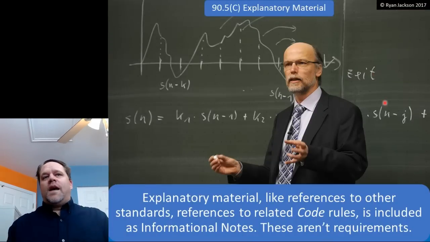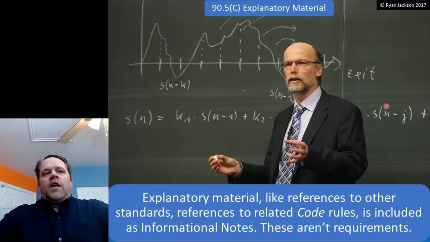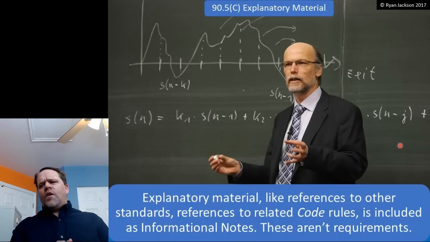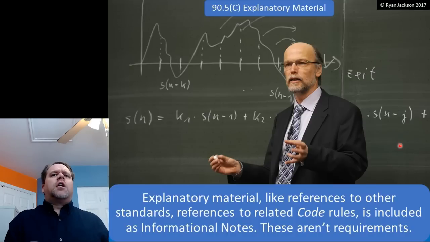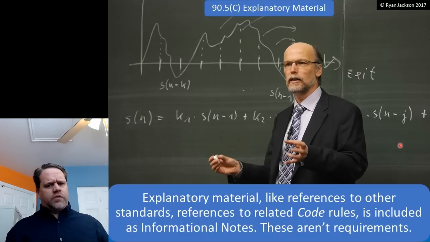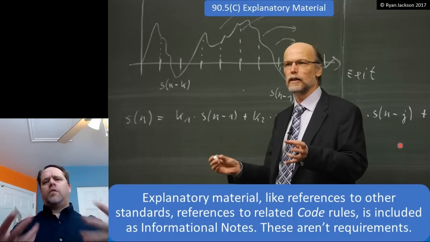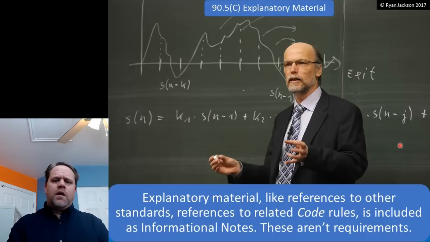Subsection C talks about explanatory materials. Explanatory material like references to other standards or references to related code rules. This is included as informational notes and they're not requirements. So for example, the code doesn't have, in any general sense, any voltage drop requirements because it's really not a safety issue. So 210.19(A), there's an informational note. 215.2, 310.15, there's an informational note. They all talk about voltage drop and say, hey, look, it would be a good idea if you limited voltage drop on branch circuits to 3% and feeder circuits to 2% and a total of 5%. But that's not a requirement. It's just information. It's just a good idea.